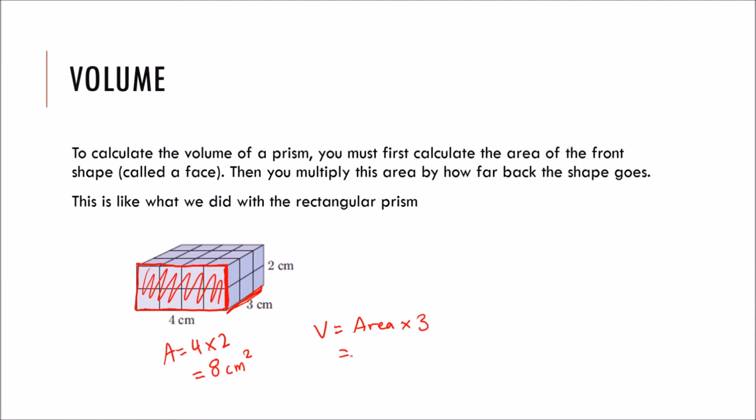So the area we just had was 8, and then we multiply that by 3, and that's equal to 24 centimeters cubed. Because it's volume, it is cubed. And that's the exact same thing as if I just multiplied all those numbers together in the first place. So V is equal to 4 times 3 times 2. That would also give me 24 centimeters cubed. So what we did with our rectangular prism is the same as what we're doing with our other types of prisms. They're just a little bit harder to calculate that front face.